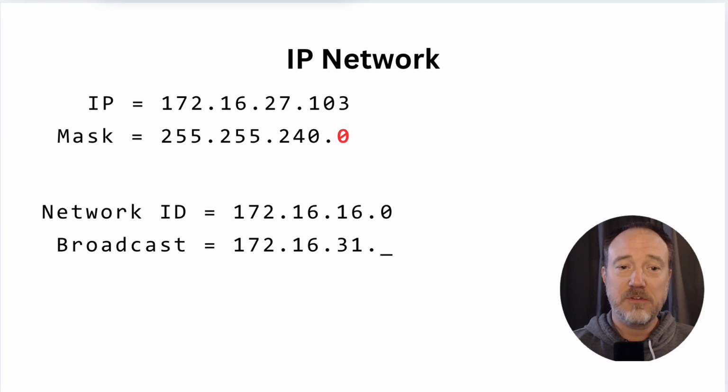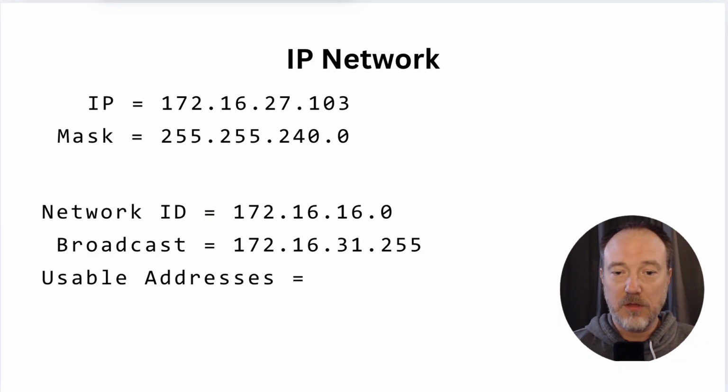Now we still need to put a value in for the fourth octet. When we look at the subnet mask, we see that that fourth octet is a 0, which means all of those bits are host bits. So in our fourth octet of the broadcast, if we were to turn all those bits to 1s, that's going to be 255. So we know that our last octet is going to be 255 for the broadcast, giving us 172.16.31.255 as a broadcast address for this network.